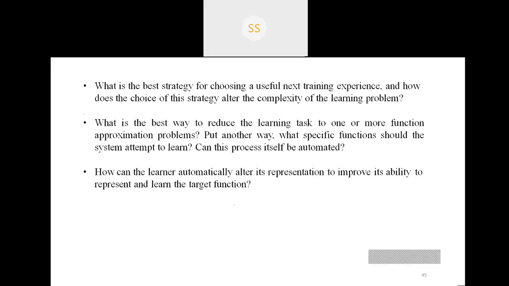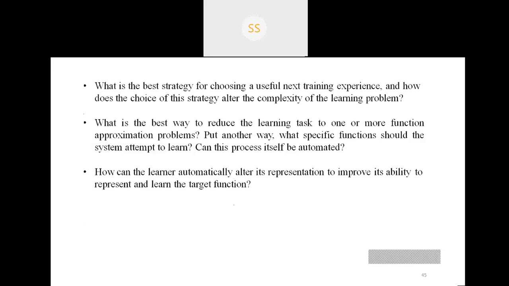What strategy are you using for choosing a useful next training experience, and how does the choice of this strategy alter the complexity of the learning problem? If you choose a strategy, how is this going to alter the complexity of the learning problem?